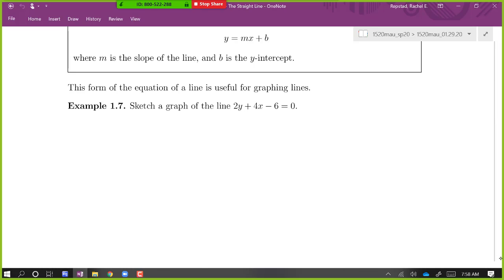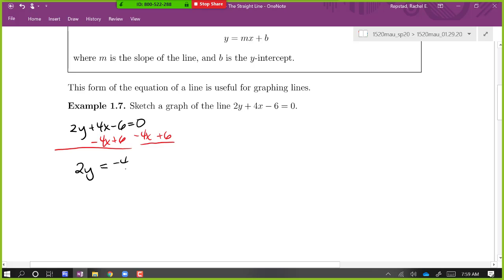If we first get it into slope-intercept form, which we could do just by solving it for y, we could subtract 4x, add 6 to both sides. And then we've got 2y equals negative 4x plus 6. And then the last thing to do is just divide by 2. Y is negative 2x plus 3. So in the slope-intercept form, we can identify the slope, which is negative 2.